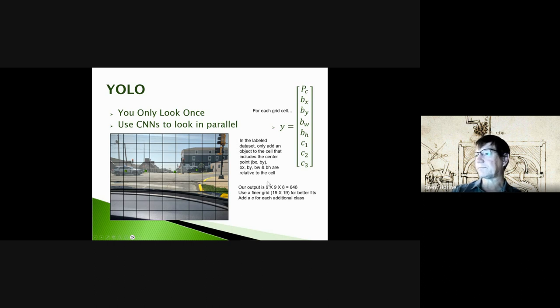So our output is that product, 648 in this kind of simplified case. So our output layer is going to have 648 outputs from these neurons. That output layer is going to be predicting these values in forward propagation, and then in back propagation, trying to match those values to the labels. And if we're using a finer grid than this, like 19 by 19, then we're scaling up from there. So big networks here, wide networks.